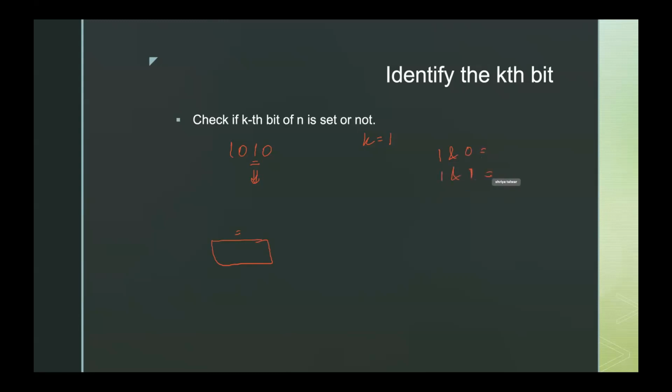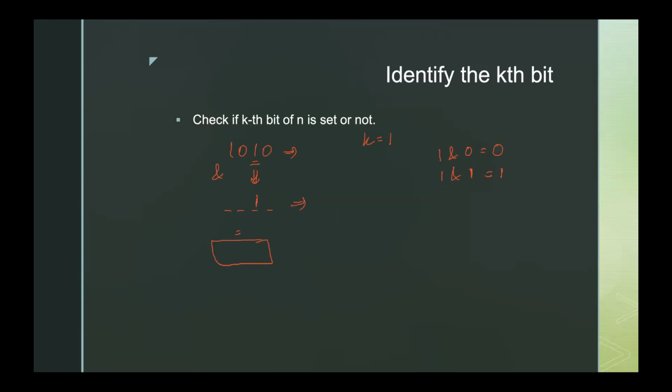AND of 1 with 0 will give us 0, and AND of 1 with 1 will give us 1. So if we have a mask, a number such that the kth bit is set to 1, and we perform AND of this number with the second number, we should get some kind of information. So we need to think about what the other bits should be in this case.